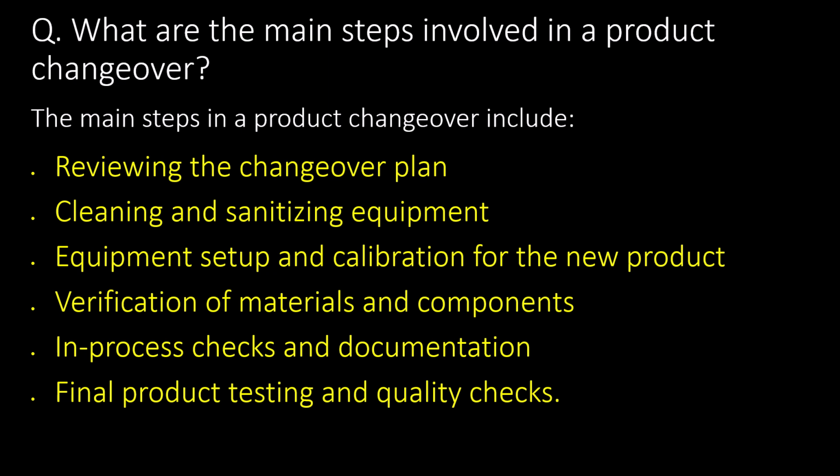What are the main steps involved in a product changeover? The main steps in a product changeover include reviewing the changeover plan, cleaning and sanitizing equipment, equipment setup and calibration for the new product, verification of materials and components, in-process checks and documentation, and final product testing and quality checks.